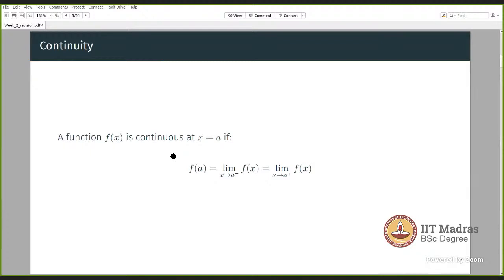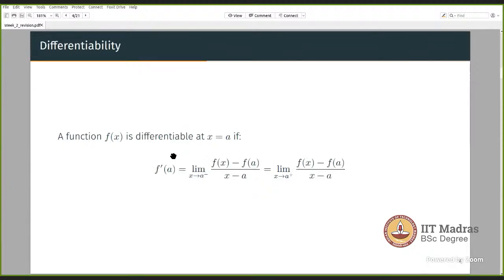And in case you are asked whether a function is continuous in general or not, then in that case you have to make sure that the function is continuous at all the points in its domain. Okay, so in that case the domain is expected to be given, and if you see that the function is continuous at all these points, then only you can say that the function is continuous in general. Okay, so that's about computing continuity.